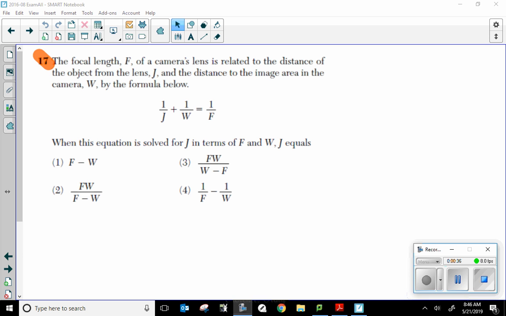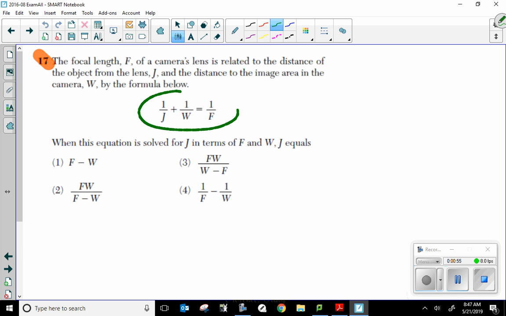And there's 17. The focal length F of a camera's lens is related to the distance of the object from the lens J and the distance to the image area in the camera W by the following formula: 1 over J plus 1 over W equals 1 over F. When this equation is solved for J in terms of F and W, J would equal, so basically they're just saying they want J equals something.